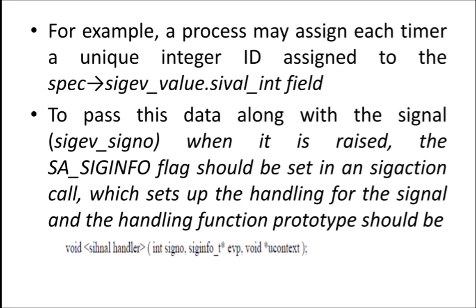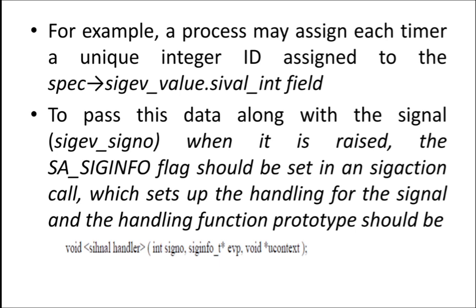For example, see here, a process may assign each timer a unique integer ID assigned to the sigev_value. If a process wants to identify the timer, how can it identify? A process is going to identify the particular timer in the group of other timers. How can it do that? By using the unique integer ID. Hope you are understanding, right?